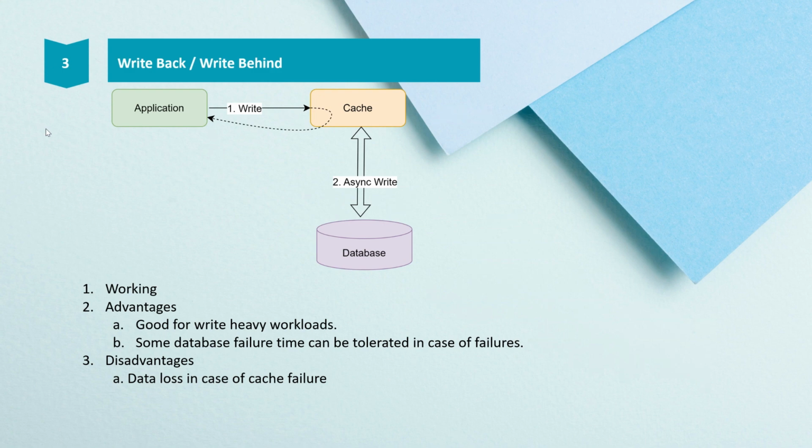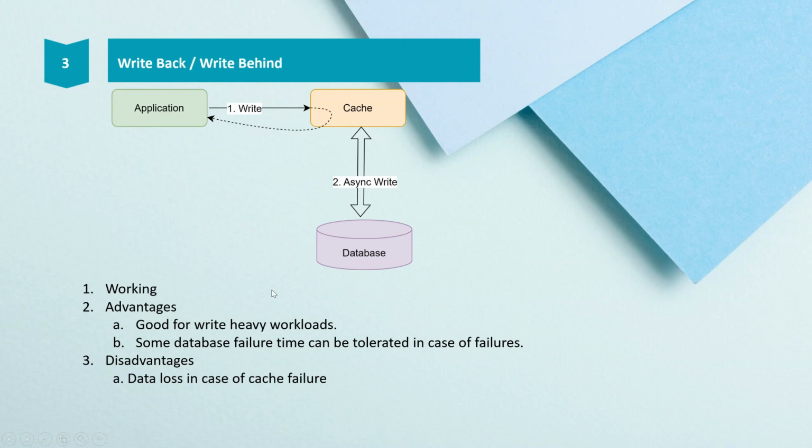The next cache strategy is write back or write behind. In this strategy, data will be read and written to the cache, and it will be written to the database asynchronously. There are certain advantages and disadvantages of this approach. First, we will see the advantages. This type of cache strategy is suitable for very heavy workloads, and another advantage is that some database failures can be tolerated. It means that if we write data to the cache and there is a database failure for some time, that will be handled using the cache.